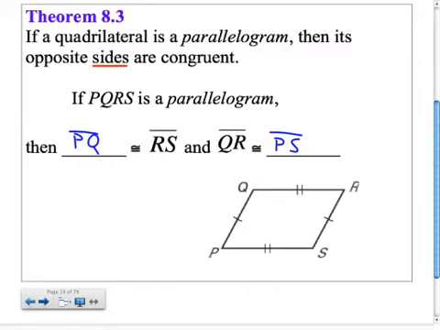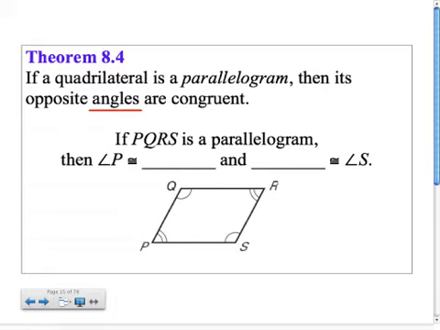The second property you need to know is that the opposite angles are also congruent. So in this particular diagram, angle P would have to be congruent to angle R, and angle Q would have to be congruent to angle S. So again, parallelogram: opposite sides are parallel, opposite sides are congruent, opposite angles are congruent. There's no way around these properties. You just got to take the time to memorize them, and you'll be fine.